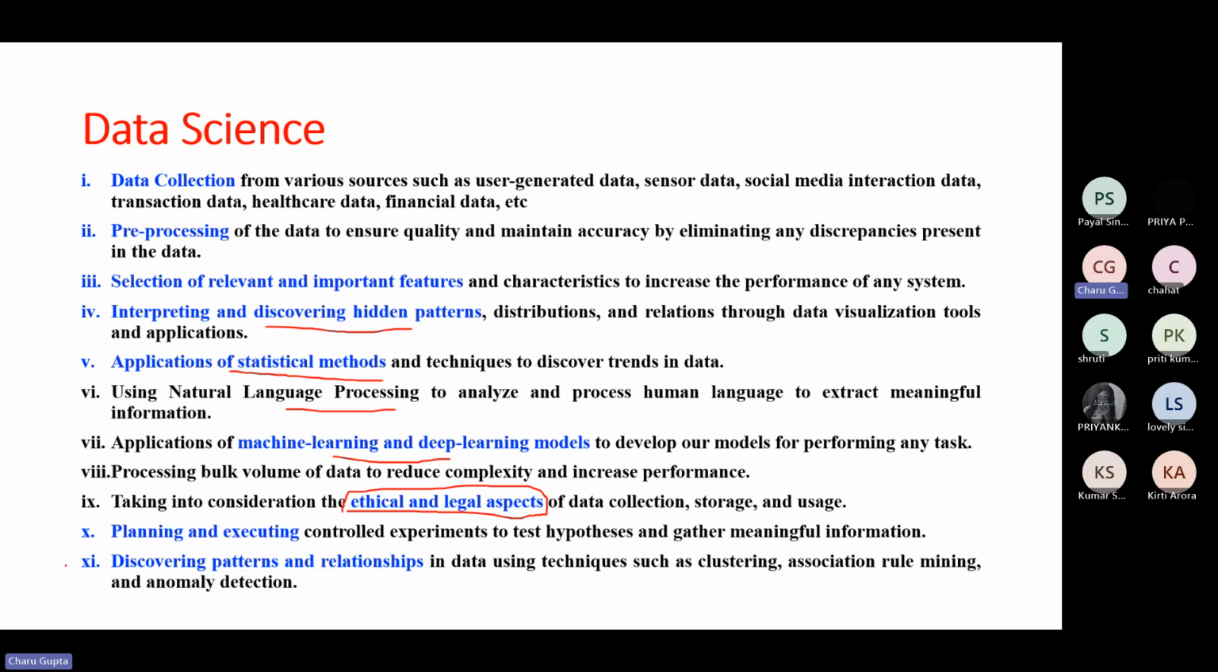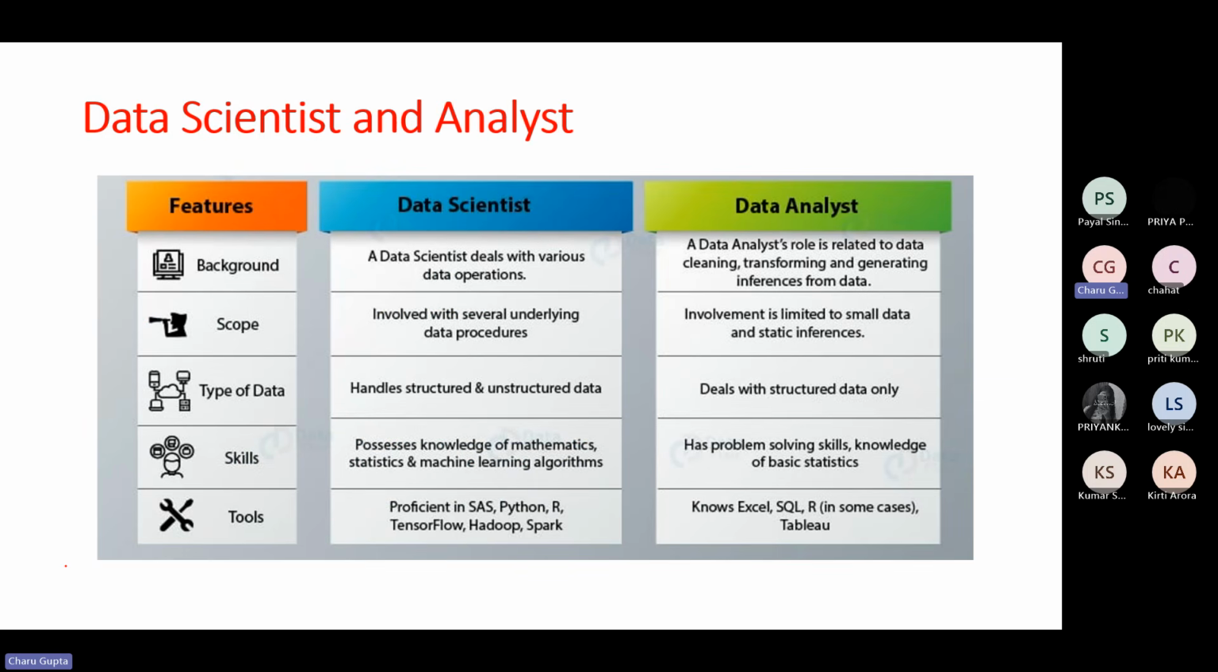Then planning, executing, and discovering. We have already studied that a data scientist deals with the different data operations, whereas a data analyst deals with cleaning, transforming, and generating the inference from the data. Its involvement is limited, whereas its involvement is higher. It handles structured as well as unstructured data. A data scientist handles both unstructured as well as structured, whereas a data analyst deals only with the structured data.